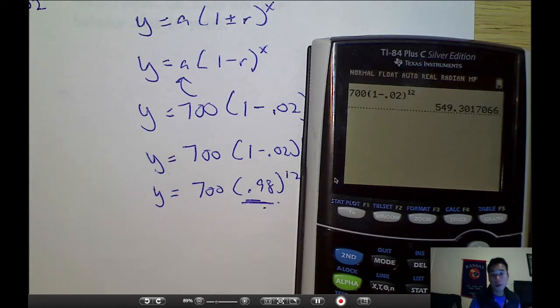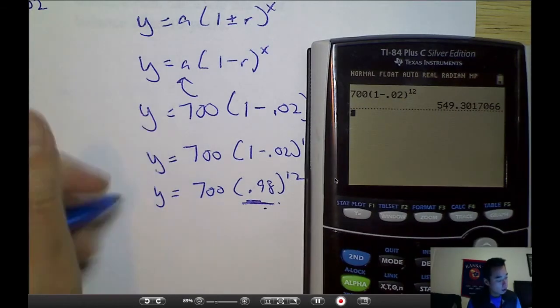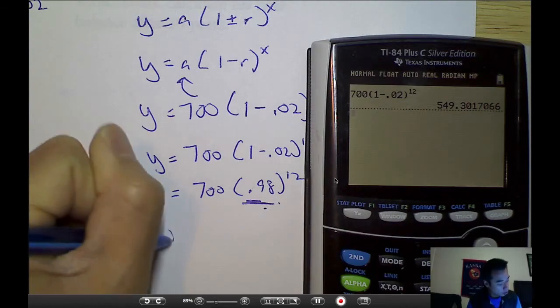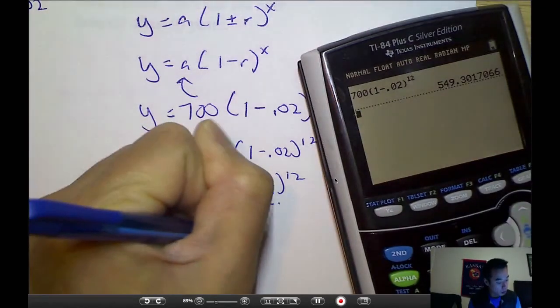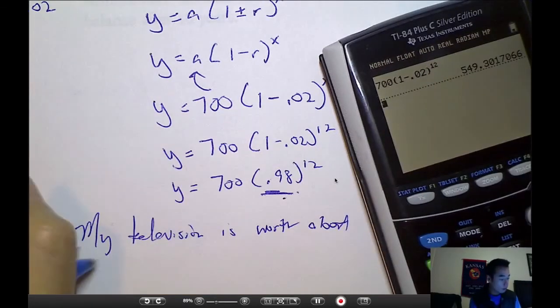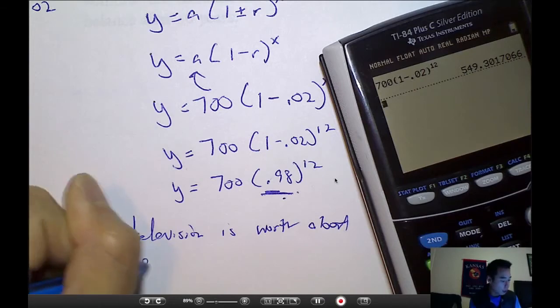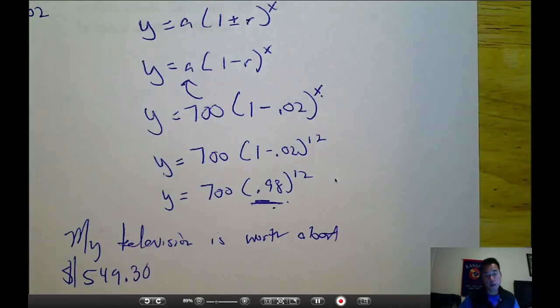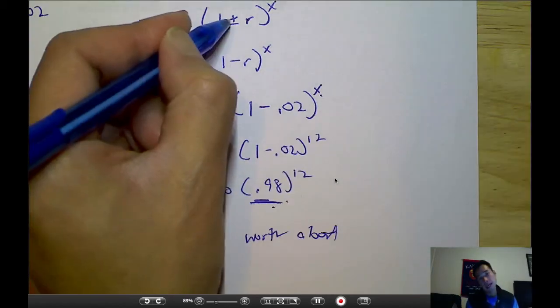And after a year, or 12 months, my television is worth about $549.30. Okay, and that's how you would do a decreasing model, or a decay in this case. Again, plus or minus, it's the same. You can leave it as plus every single time if you want, but you just have to understand that when you're decreasing, it's got to be less than 1.